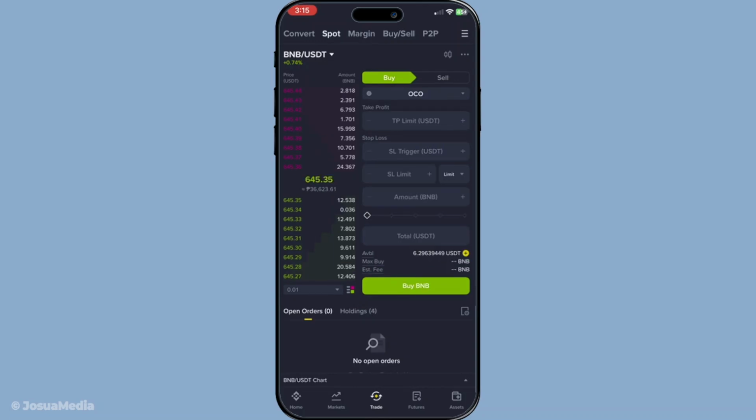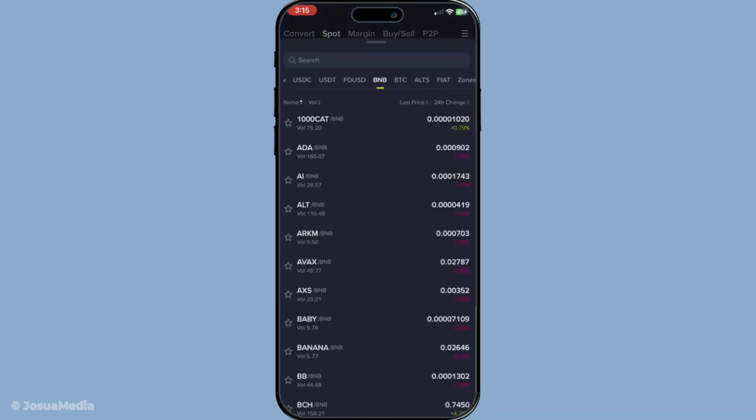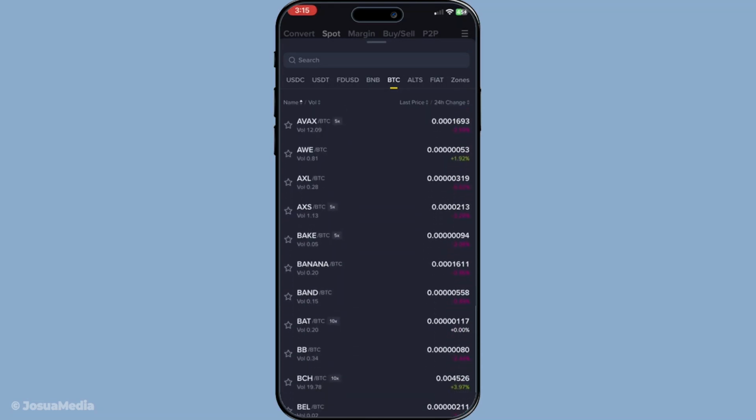With that set, it's time to select the crypto pair you intend to trade. Crypto pairs are essentially the currency combinations you're dealing with, for example, Bitcoin to USD or Ethereum to Bitcoin. Selecting the correct pair is crucial because it dictates the dynamics of your trade. Ensure the pair matches your intended strategy and market analysis.